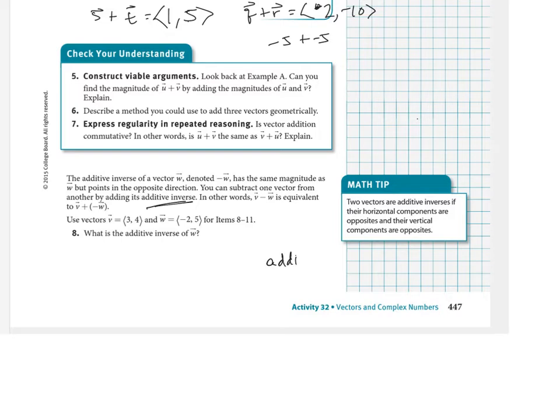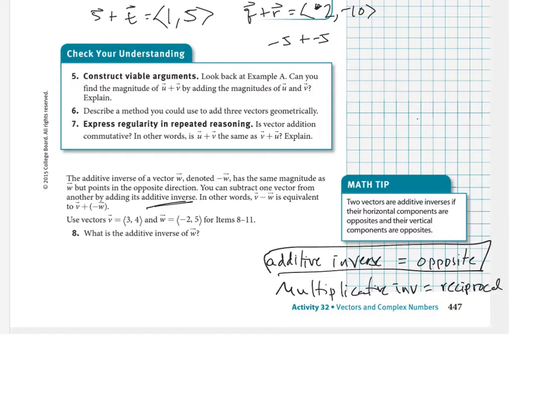So an additive inverse is the exact same thing as an opposite. A multiplicative inverse, this is a reciprocal. In case one gets you thinking of the other, because you've heard these words before. It's probably been a while, but we are concentrating on additive inverses right now.